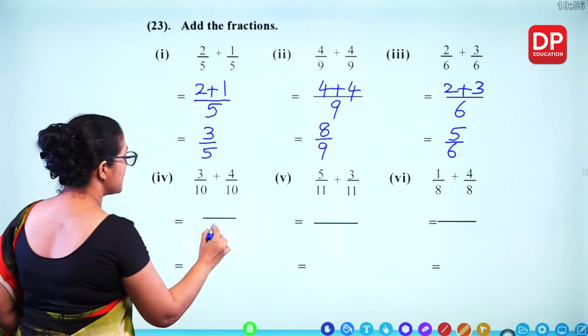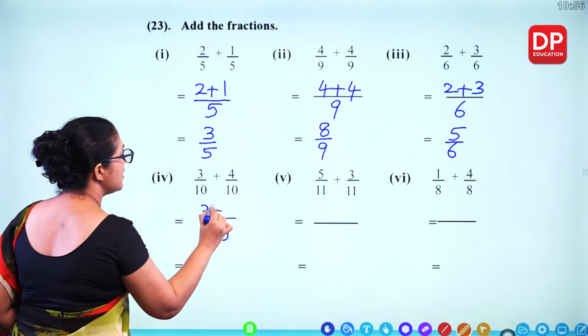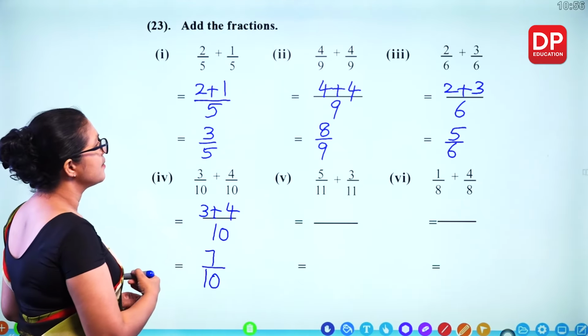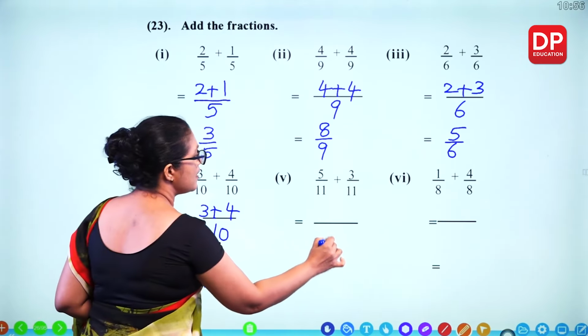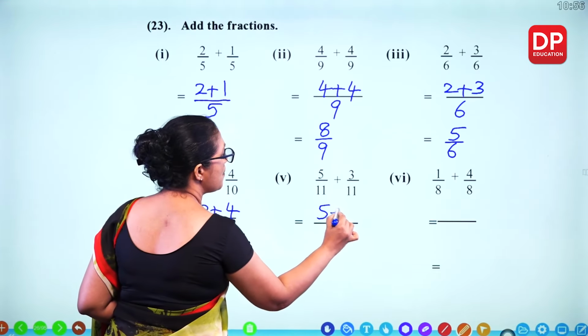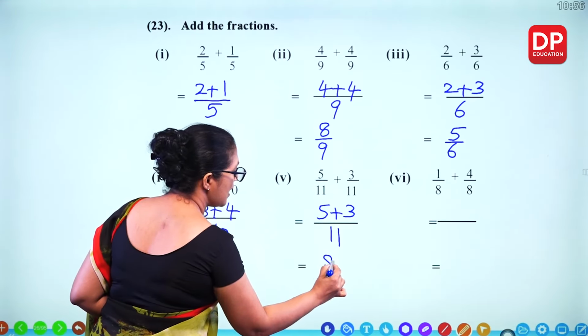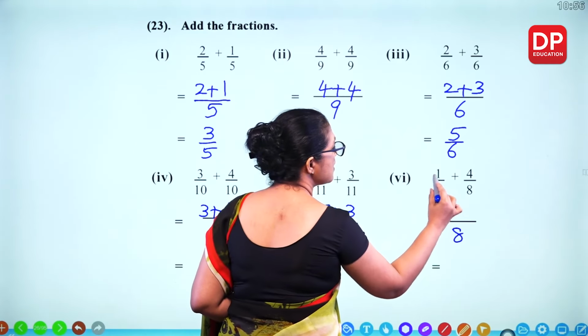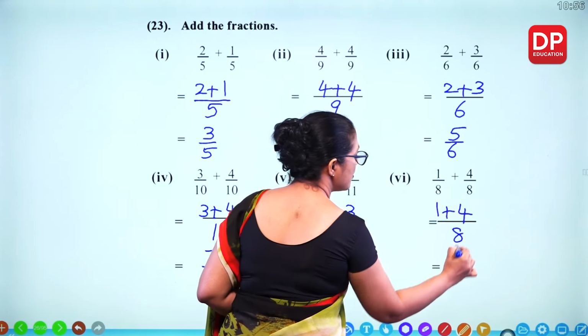Same denominator, 10. So you add the numerator values. This is 7 over 10. 11 is the denominator. We add 5 plus 3. You get 8 over 11. 8 is the denominator. 4 plus 1, you get 5.